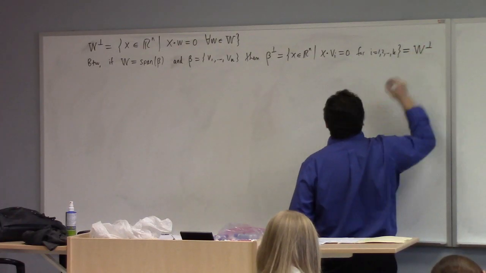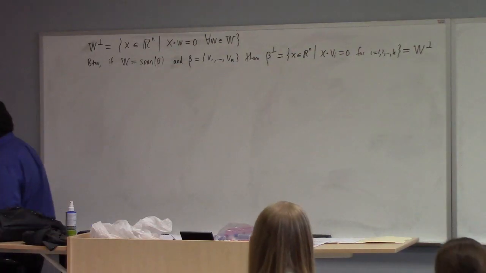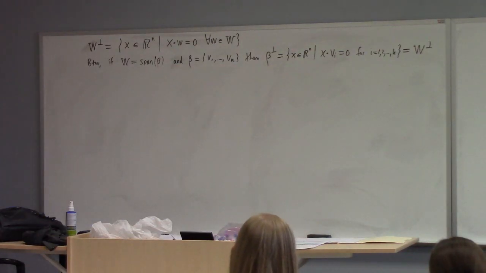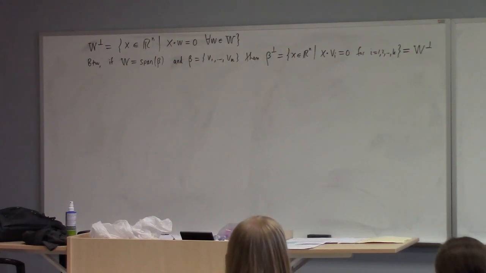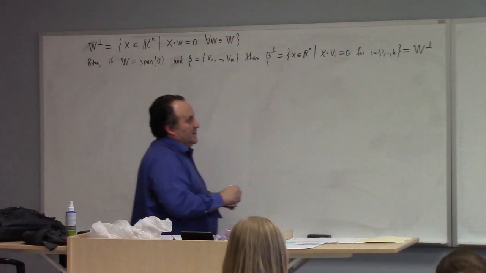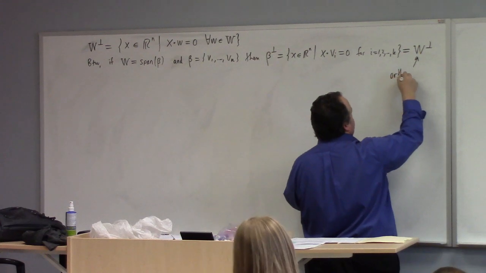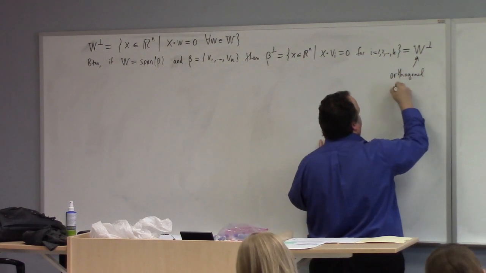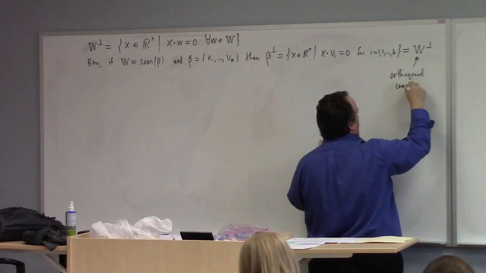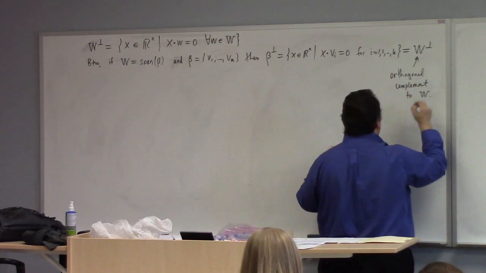So you can calculate the perp, the orthogonal complement to a subspace, either by simply maintaining perpendicularity to the basis, or by maintaining perpendicularity to all possible vectors. Either way, you get the same orthogonal complement. This is the orthogonal complement to W.